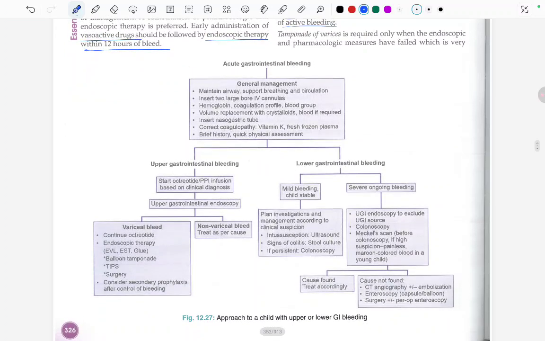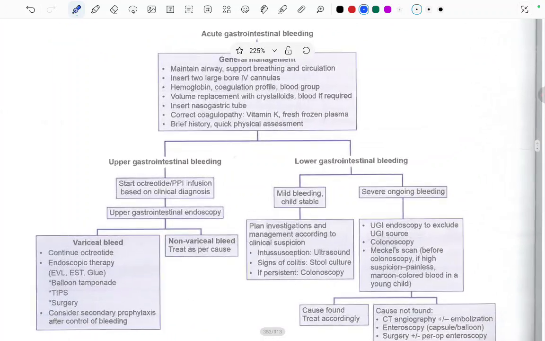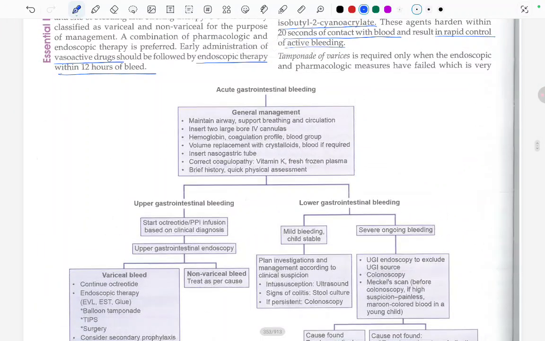Approach to a child with upper or lower GI bleed. This is given for both. So let's read it. If a child is presenting with acute gastrointestinal bleeding, what is the general management? Maintain the airway, support the breathing and circulation, insert 2 large bore IV cannulas, hemoglobin, coagulation profile and blood group need to be done, volume replacement with the crystalloids, blood if required, and insert a nasogastric tube, correct coagulopathy, that is vitamin K, fresh frozen plasma, and a brief history and a quick physical examination.